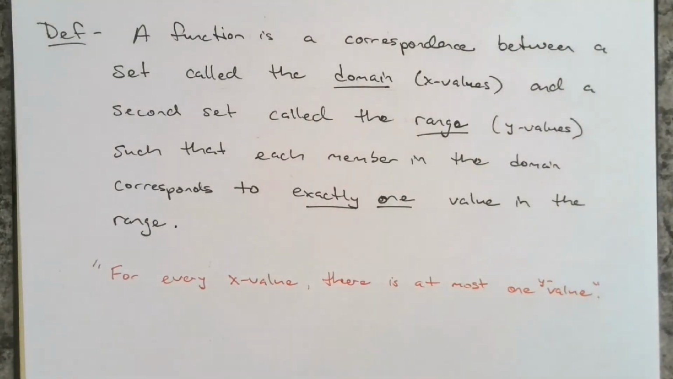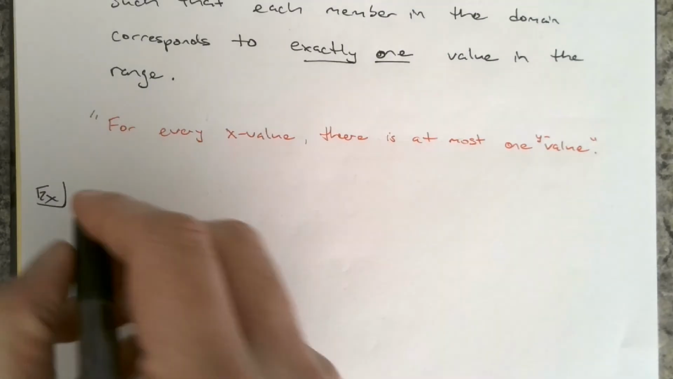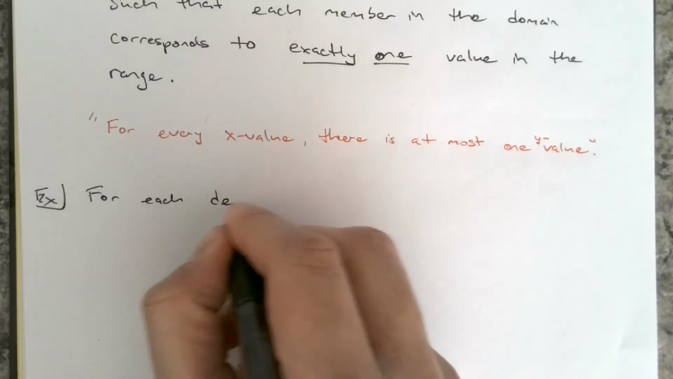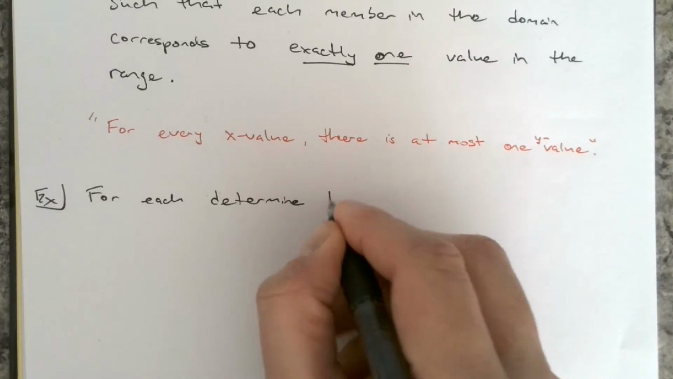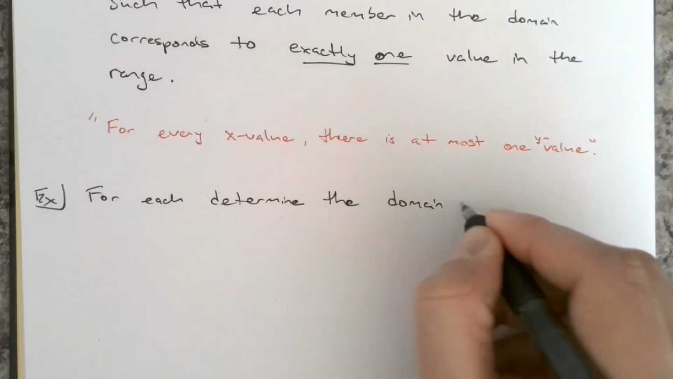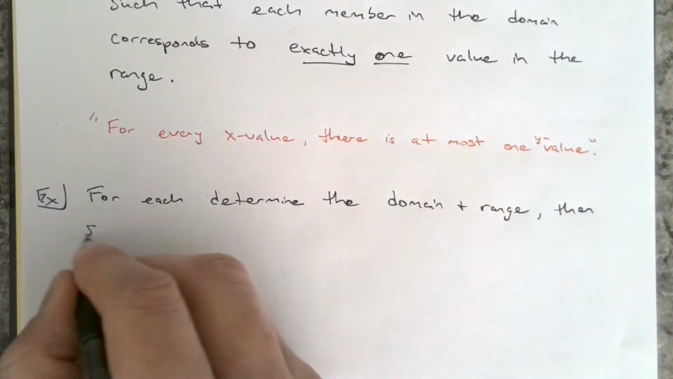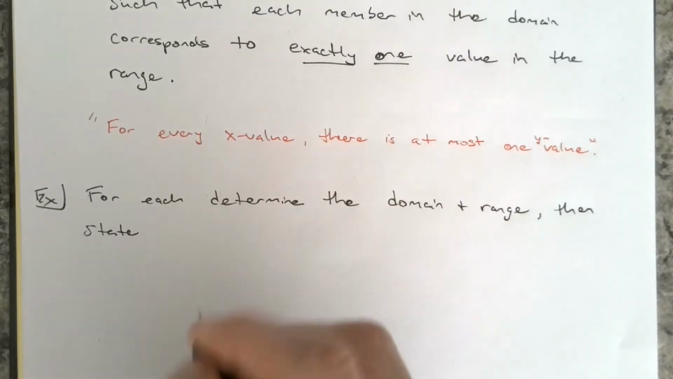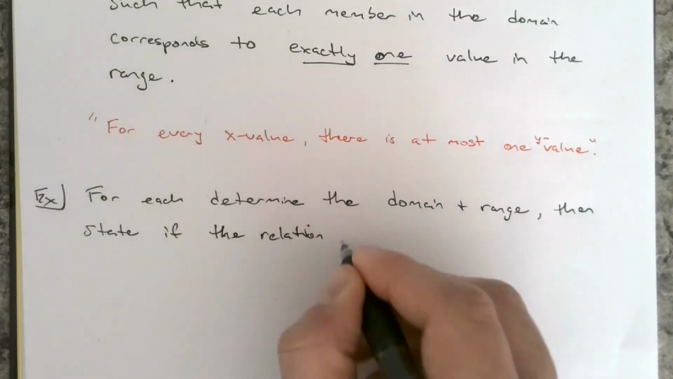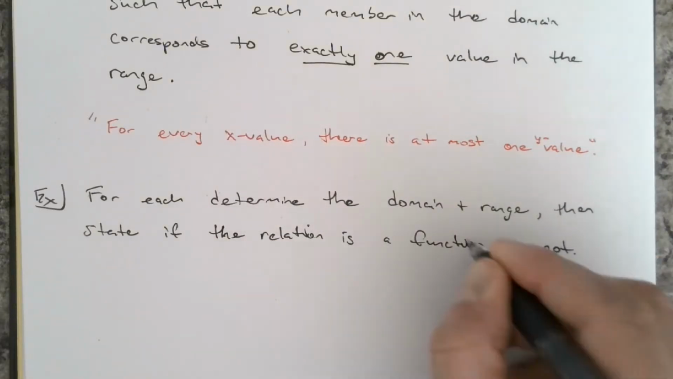Let's take a look at an example here. For each, determine the domain and range, then state if the relation is a function or not.